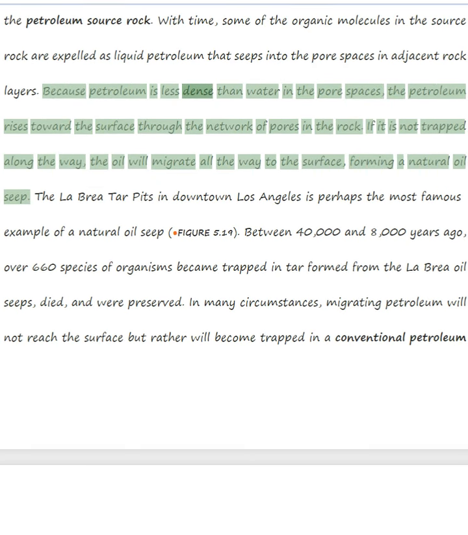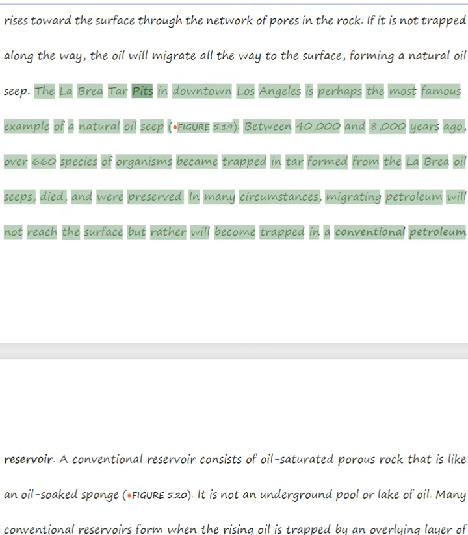Because petroleum is less dense than water in the pore spaces, the petroleum rises toward the surface through the network of pores in the rock. If it is not trapped along the way, the oil will migrate all the way to the surface, forming a natural oil seep. The La Brea tar pits in downtown Los Angeles is perhaps the most famous example of a natural oil seep. Between 40,000 and 8,000 years ago, over 660 species of organisms became trapped in tar formed from the La Brea oil seeps, died, and were preserved.